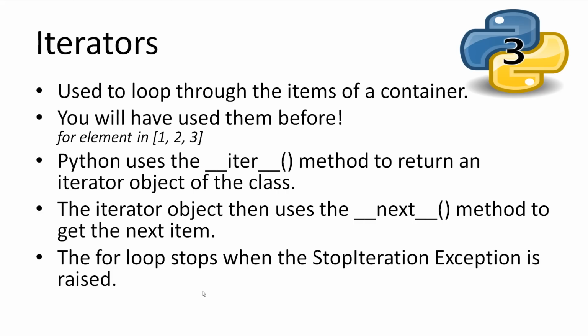We have used iterators many times before, as most containers can be looped over with the for loop. For example, for element in [1, 2, 3]. Python implements this behavior with a special method called __iter__, which returns an iterator object from the container that has a __next__ method defined. The next method calculates the next item in the container to return for the for loop to use. When there are no items left, the iterator stops the for loop by raising the StopIteration exception. This exception tells Python to stop the current for loop.